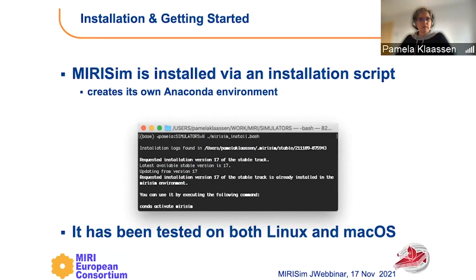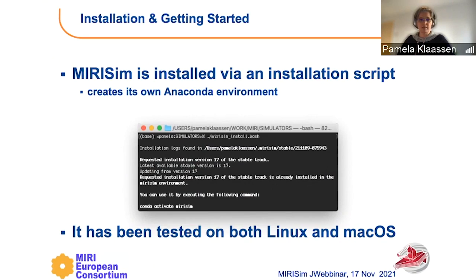So how do we get and install MIRISim? So I've got a link to the MIRISim website on the next slide, but basically it's installed via an installation script at the command line. So it creates its own Anaconda environment to make sure that you've got all of the right dependencies ready to go so you can get MIRISim running fairly straightforwardly. And so anytime you run MIRISim, you'll have to remember to activate that MIRISim Anaconda environment.